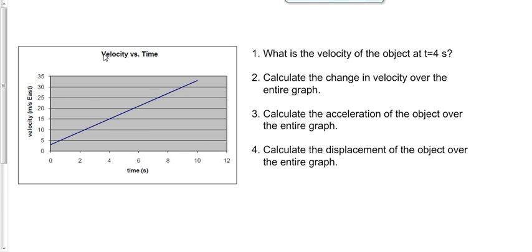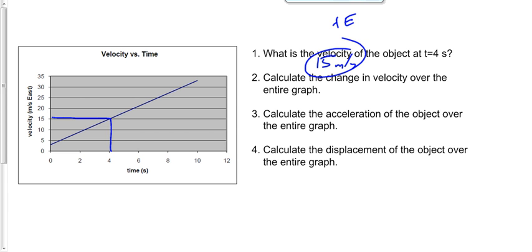All right. We want to find the velocity of the object at 4 seconds here. What are we going to do for finding the velocity at 4 seconds? Good. We're going to go up and over, and it looks like it's going to be 15 meters per second to the east. We'll define east as positive, so we don't have to write the word east every single time we answer one of these questions. Good.